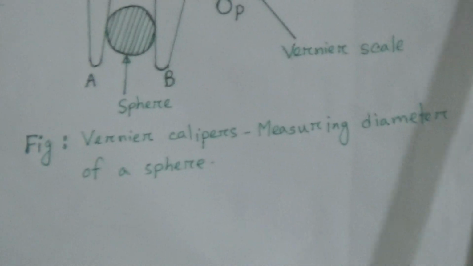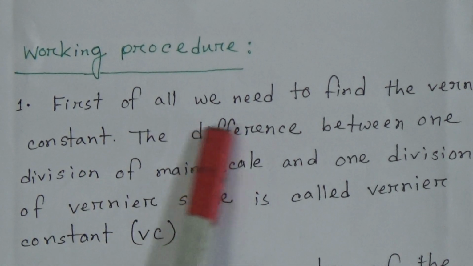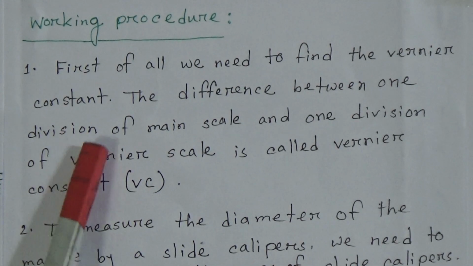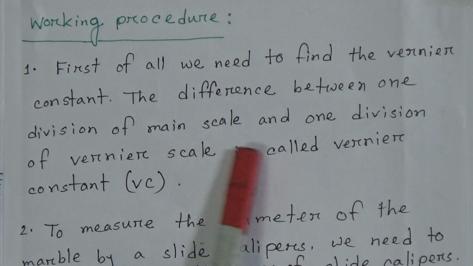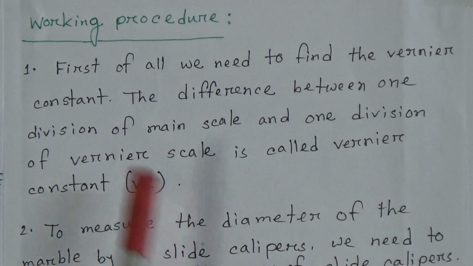Now the work procedure. Number 1, first of all we need to find the vernier constant, that means VC. The difference between one division of the main scale and one division of the vernier scale is called the vernier constant, that means VC.